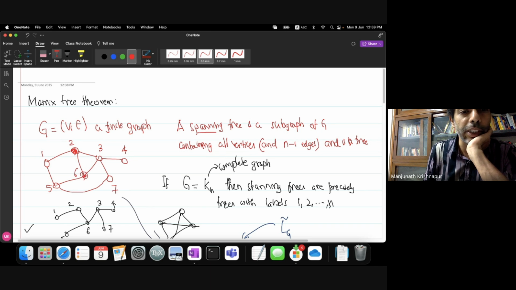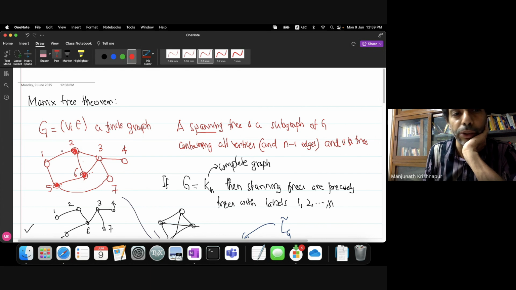Suppose you come to 6. Then you go to 5 or 3 or 2. And then let's say you come to 5. Now you can go to 1 or 7 or 6. So maybe you go back to 6, then to 3, then to 7, then to 5, then to 1, then to 2, and so on.